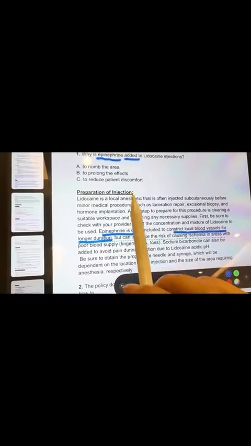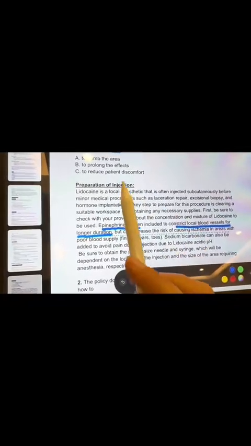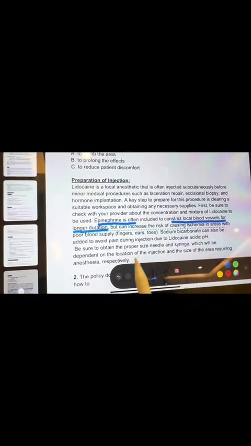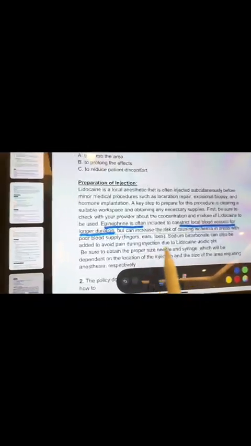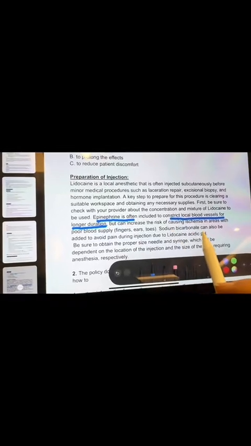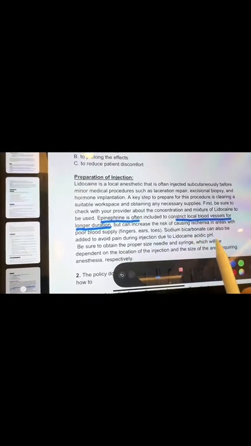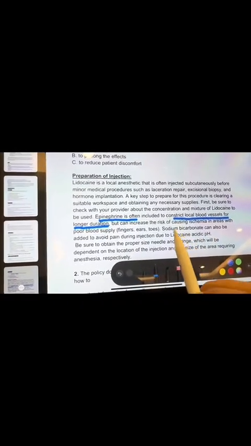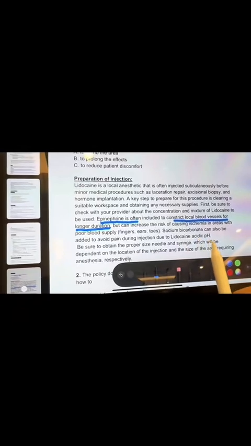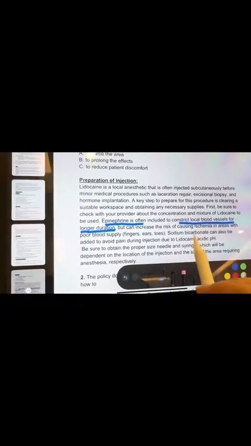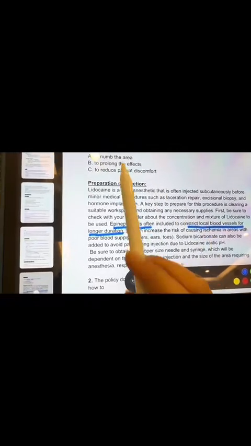So this is matching with B, but I still have to check C. Either epinephrine is added to reduce patient discomfort. When I was reading the text, I remembered that I read about something to avoid pain. Pain is a discomfort, so maybe there is something like that. Here you see sodium bicarbonate can also be added to avoid pain during injection due to lidocaine's acidic pH. They are saying that you can add sodium bicarbonate with lidocaine so that the patient has less pain. So they are trying to reduce patient discomfort, but with sodium bicarbonate, not with epinephrine.